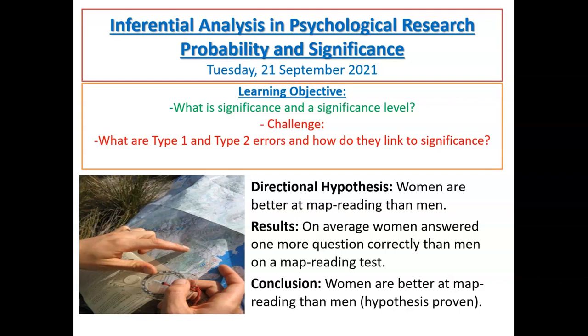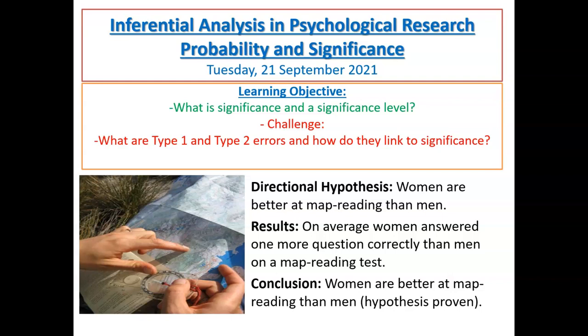So today we're just going to be recapping what is meant by probability and how we use significance to determine if our data is significant or not, and what the scale for measurement is around that. So we're going to start off with a bit of context. Our learning objective is just to go over what is significance and a significance level, and we're going to be looking at type 1 and type 2 errors and how they link to significance.